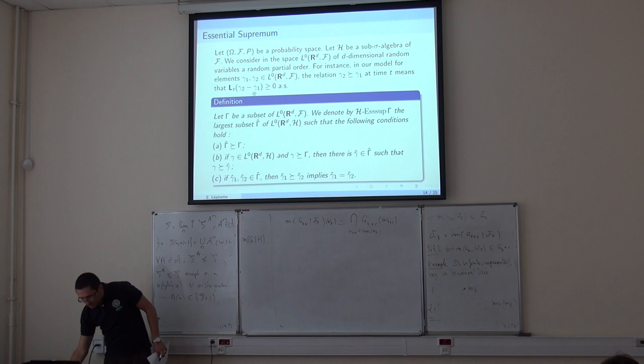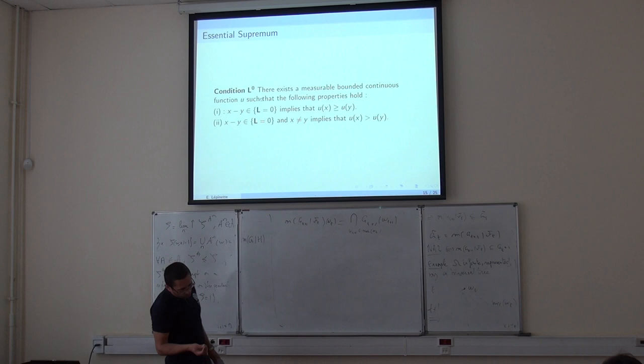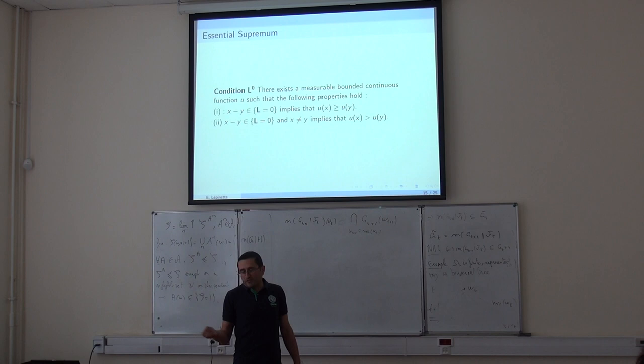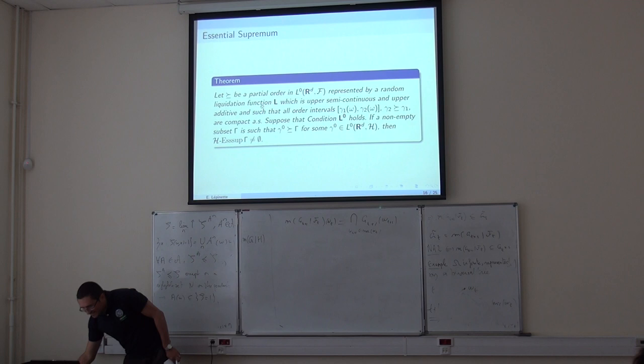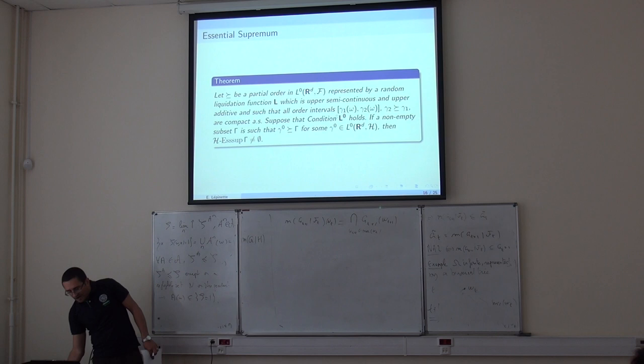But in any case, under some technical condition, which holds for classical financial models, even for instance for the one I presented before, I can formulate an existence theorem. That is, provided that the order intervals are almost surely compact, then any family of vector-valued random variables which are bounded from below by an FT measurable random variable admits an essential supremum. Okay? So this is very nice.